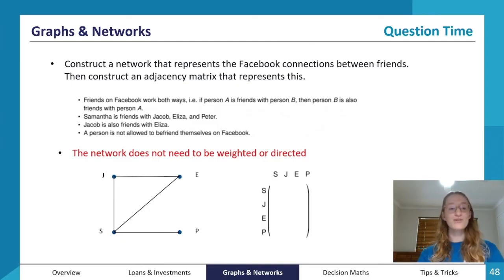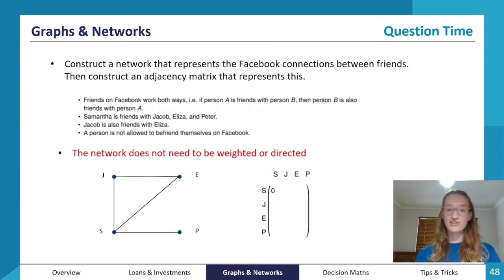And then we're also told to construct an adjacency matrix that represents this. And because it's not a directed graph, we don't need to worry about from and to, because all of these connections are two-way streets because we're talking about Facebook friends. And so that makes it a little bit simpler. And then we also know that it's going to be symmetrical down the leading diagonal.